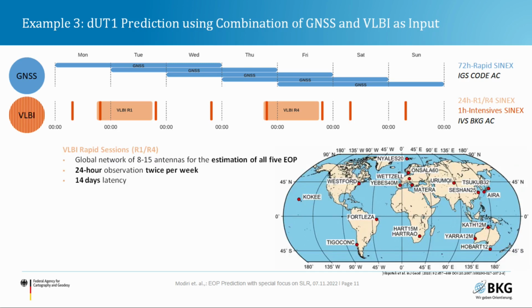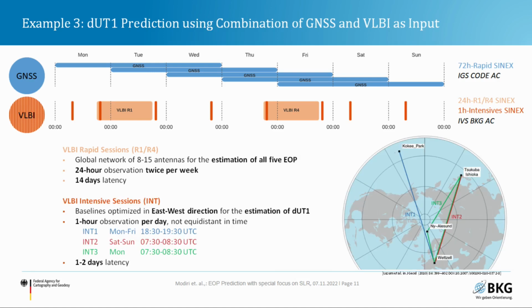And in order to have an idea of the distribution of our VLBI network, for the rapid session we have 8 to 15 stations, and it's a 24-hour observation, done twice per week. And this would be also the intensive, with which we can observe DUT1, and it should be in the east-west direction. It contains 3 sessions, intensive 1, which you can see here in the blue line, and also intensive 2 and intensive 3, which also have better latencies, 1-day latency.